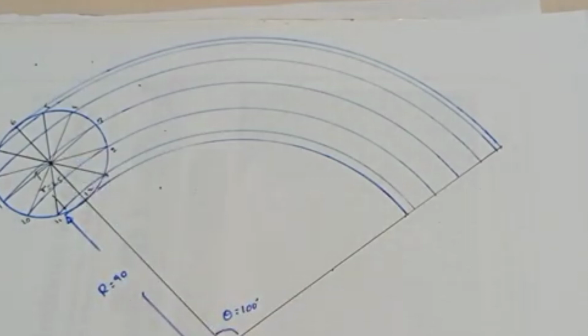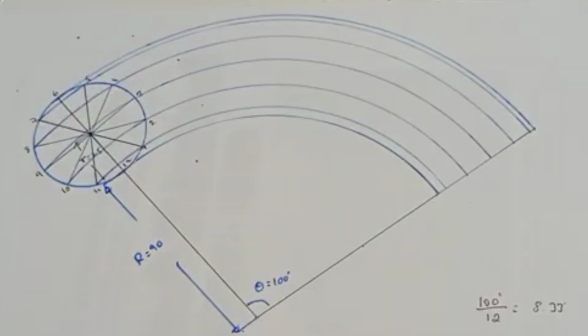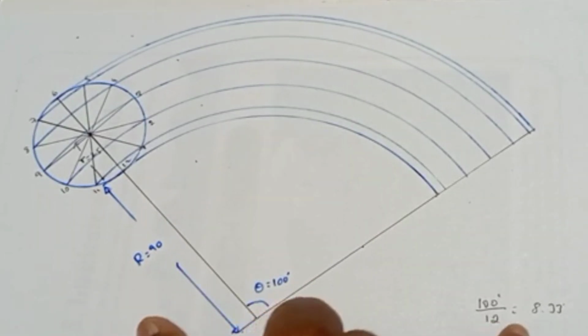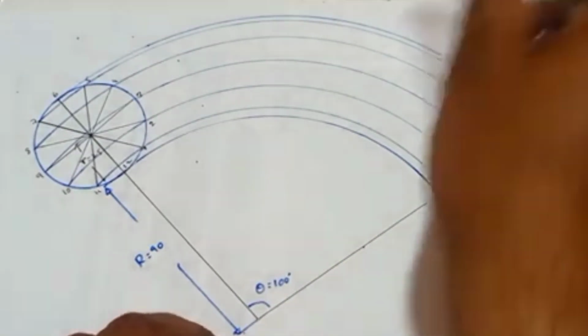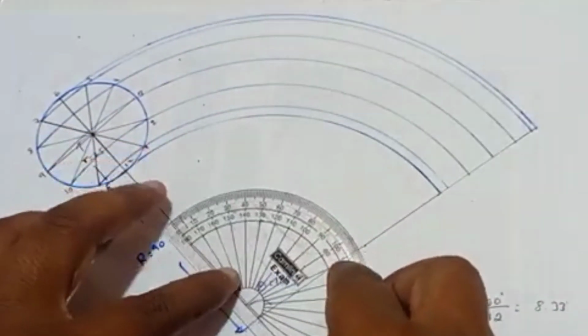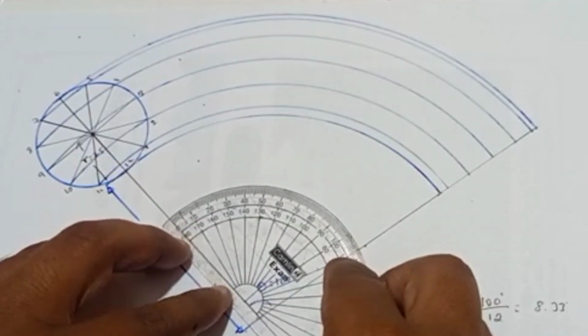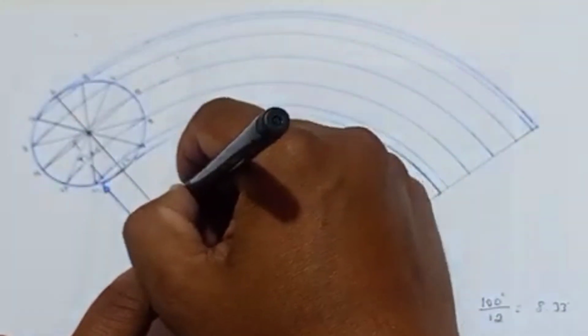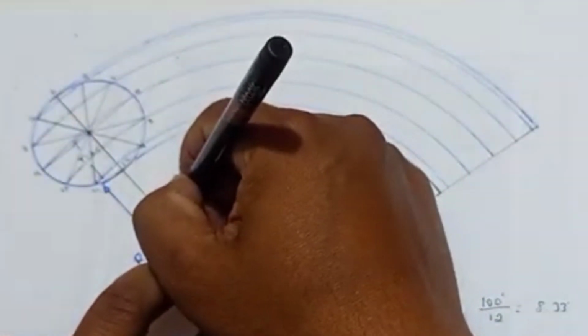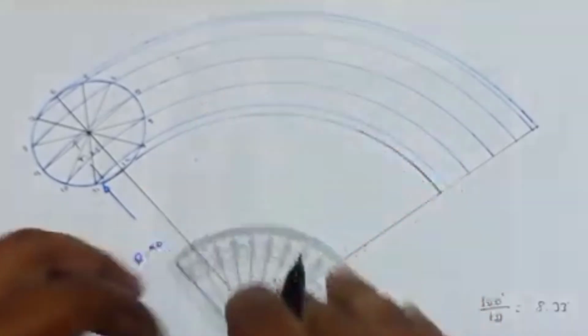Now again we have to divide this 100 degrees into 12 equal parts. So we have the angle of 100 degrees. If we divide it into 12 equal parts, we'll get 8.33 degrees. So first, we are going to divide this into 8.33 degrees. Okay, in between I'll take.